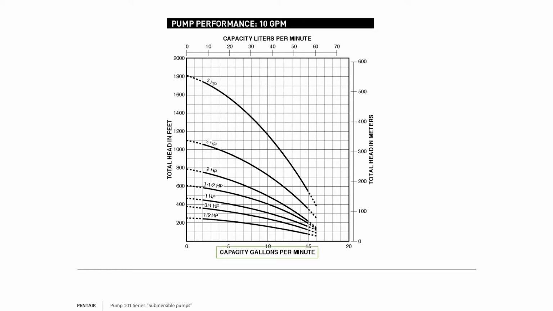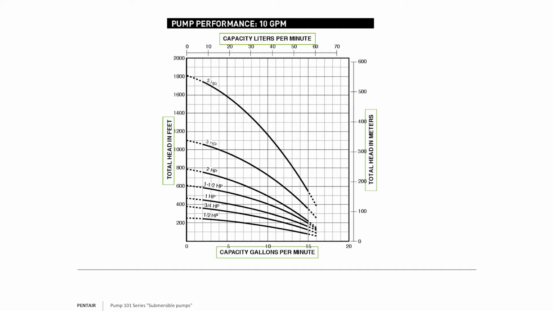Now, looking at the curve again, we see that the gallons per minute is on the horizontal. The vertical shows feet of head on the left side. If you're also looking at the right side of this curve, we show head in meters. And on the very top, we have the horizontal again showing capacity of flow, but this time in liters. So this is a kind of an international curve, if you would.